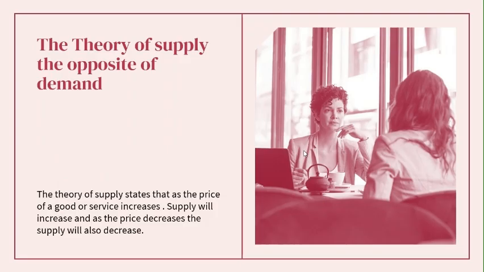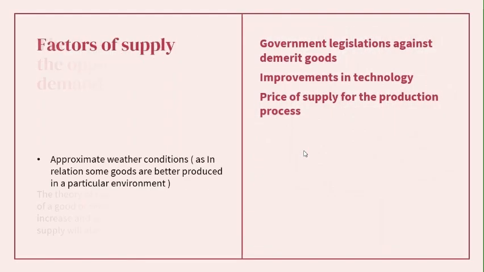Supply really works with monetary funding. So the higher the price of the product, the more production that could take place. The lower the price of that product, the lower the production that could take place. It's as simple as that. Some of the factors that affect supply in an economy are weather conditions, as some goods are better produced in a particular environment. For example, if you're producing lime juice and the weather conditions are bad, that will affect supply. Then there are government legislations against demerit goods, as I said before.